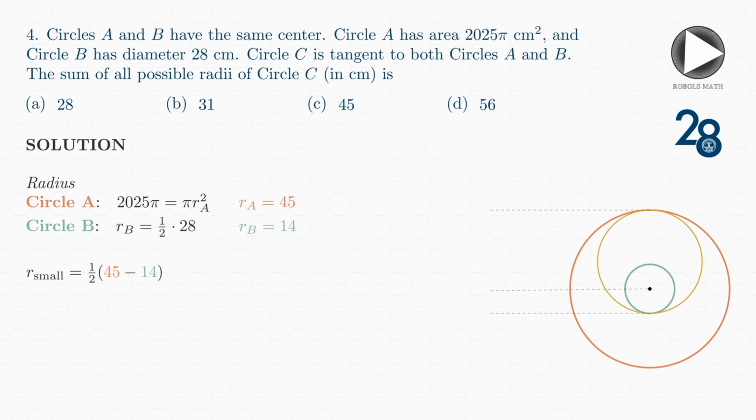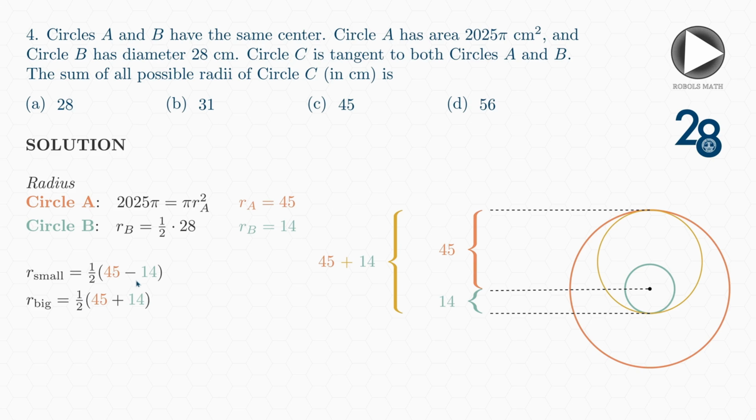So this is the big one. Again, we can check some of the distances right here. We know that this upper part is the radius of circle A, so its distance is 45. And then the other one is the radius of the smaller one, which is 14. So the diameter of this big circle right here should be 45 plus 14. And therefore, the radius of that circle is 1/2 of 45 plus 14, right?